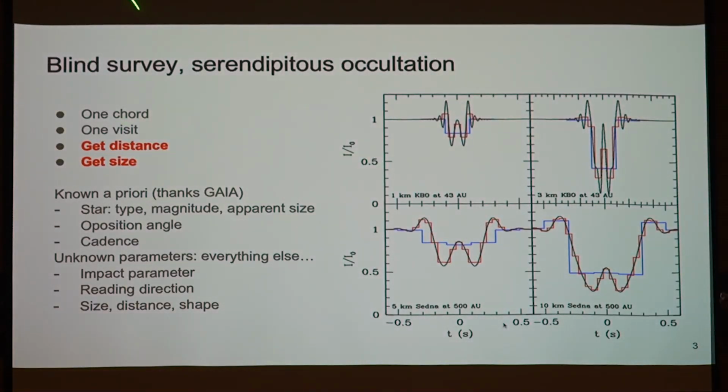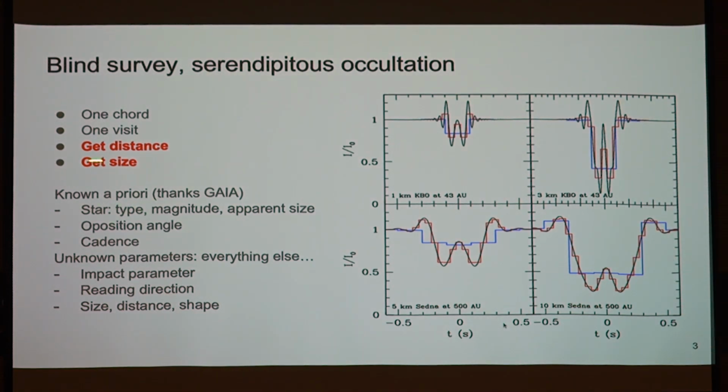So first, we are talking about blind surveys. When we are lucky and we can predict an occultation, what we do is take all of our gear and just deploy and be ready. And even with months of planification, some things can go wrong. Maybe the weather happened to us, Mark. But anyway, with a blind survey, we don't really have a chord, one visit, and we have to determine at least the distance and size of the object in order to give some result.